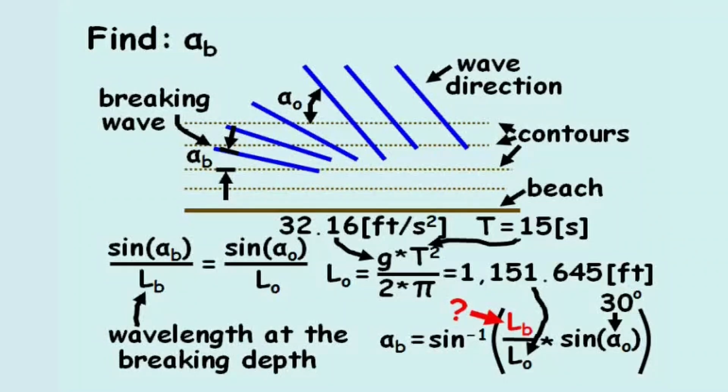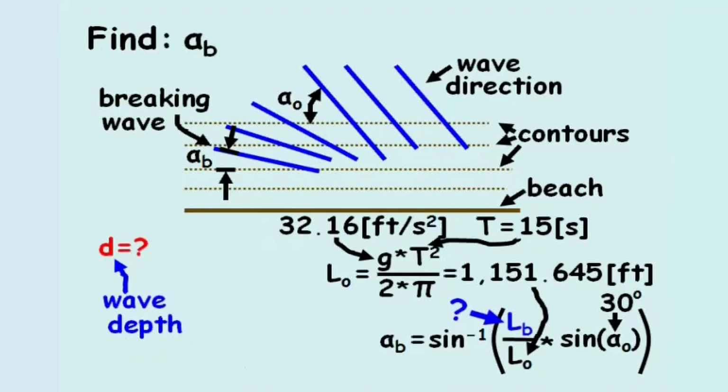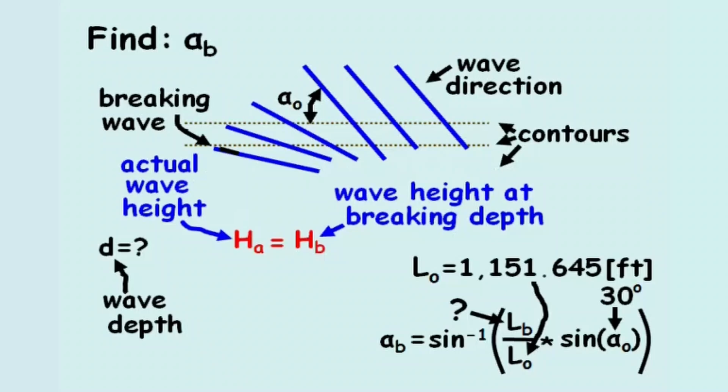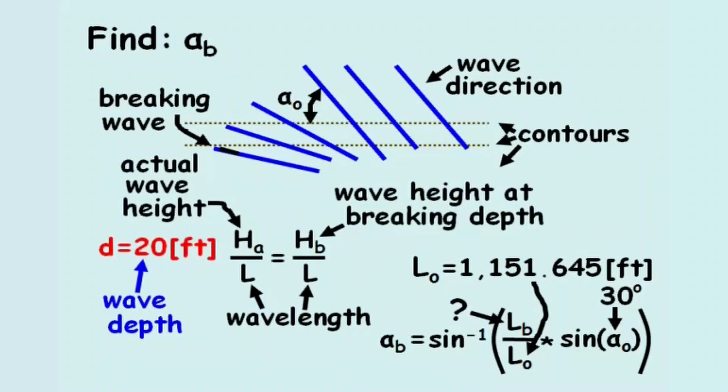We know we have found lb when we select a wave depth d, which results in a wave condition where the actual height of the wave, ha, equals the breaking height of the wave, hb. This is the same comparison as if we happen to divide both sides of the equation by the wavelength, L. To begin, we'll arbitrarily choose a wave depth of 20 feet for our first iteration.